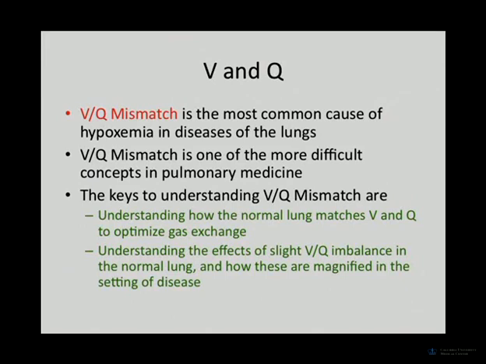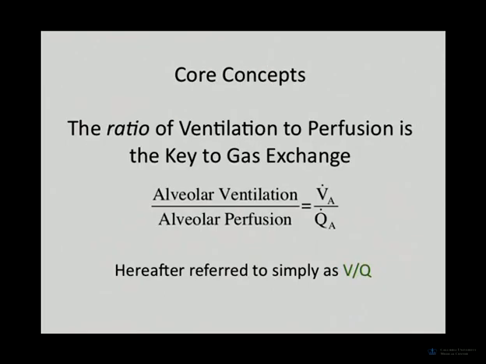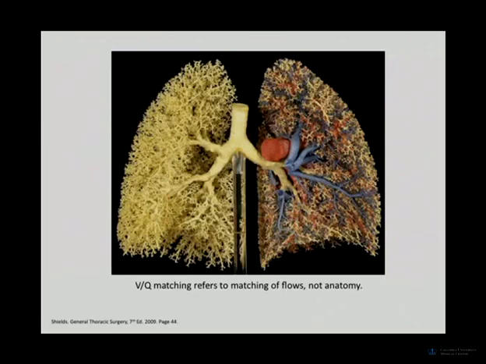And it's critical to understand that very slight changes in V and Q, and the relationship between ventilation and perfusion, cause problems that lead to hypoxemia. The critical thing to understand at the very beginning is that it's actually the relationship between V and Q, the ratio of ventilation to perfusion, that matters. This is a slide of the anatomical matching of ventilation and perfusion that I showed you yesterday. Today we're talking about matching of flows, ventilation flow and perfusion flow.